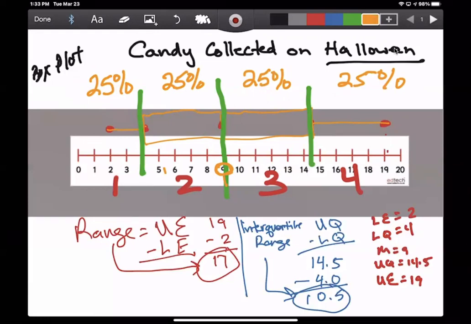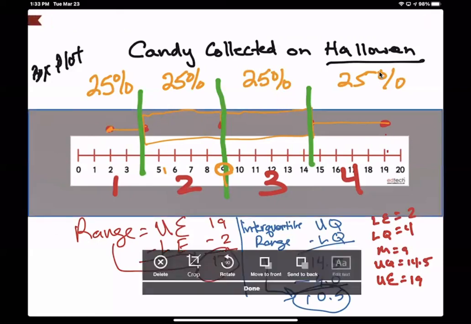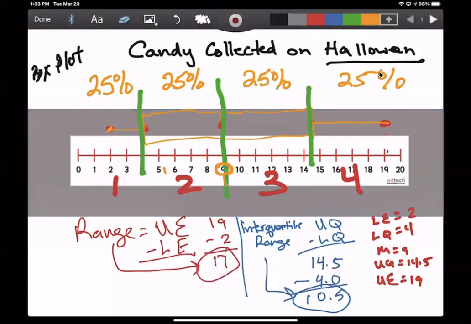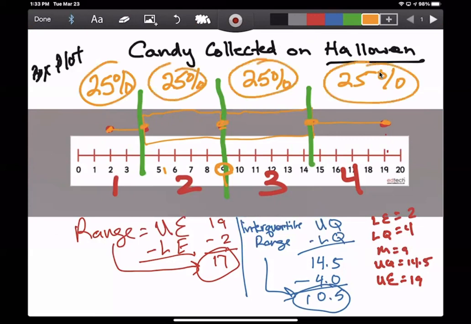Anyways, that was really a big review, but this is what you need to know in 7th grade. You don't need to know how to build it like I built it, but you've got to know where your 5 points are: lower extreme, upper extreme, median, lower quartile, upper quartile. And then you have to know the percentages. And then you have to know how to compare them.